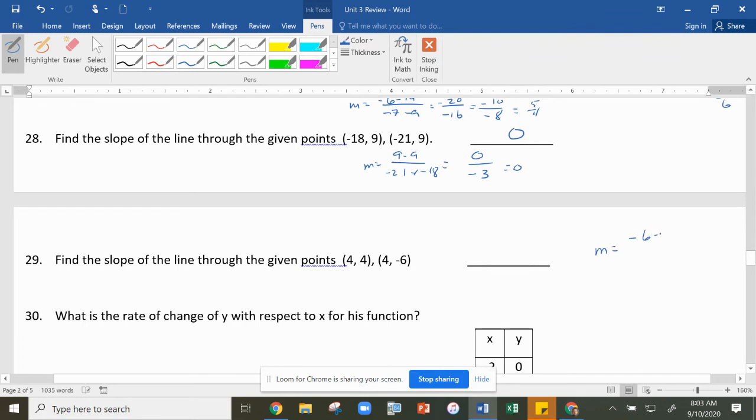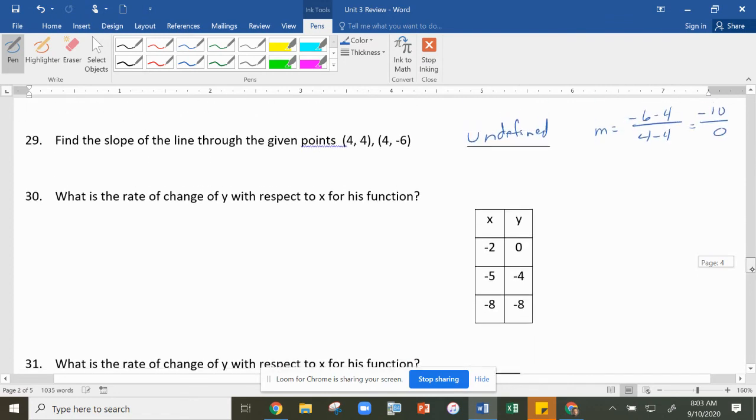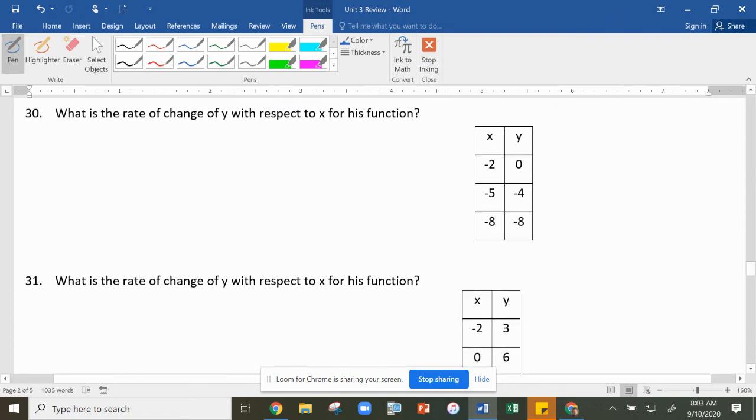This one, you're going to get negative 6 minus 4 over 4 minus 4. That gives you negative 10 over 0. Division by 0 is impossible, and so this is an undefined slope. Remember, these two, you need to memorize which one is which. Use your calculator. If you get an error, you know that it is not going to be possible, and so that's going to be undefined.